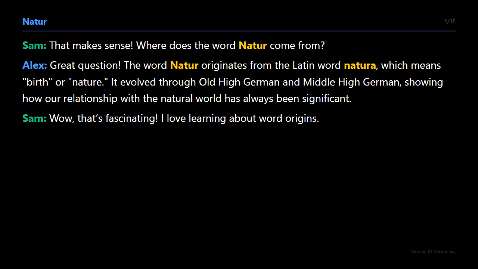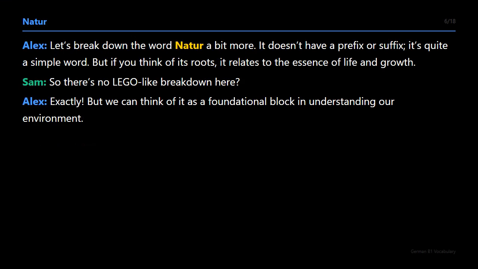Let's break down the word Natur a bit more. It doesn't have a prefix or suffix, it's quite a simple word. But if you think of its roots, it relates to the essence of life and growth. So there's no Lego-like breakdown here. Exactly. But we can think of it as a foundational block in understanding our environment.